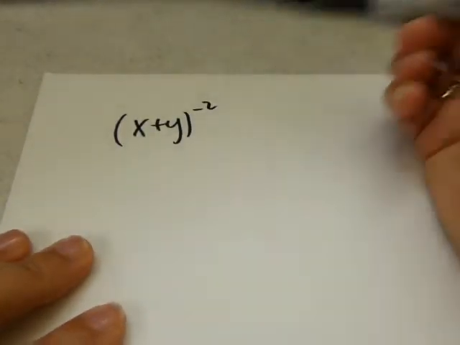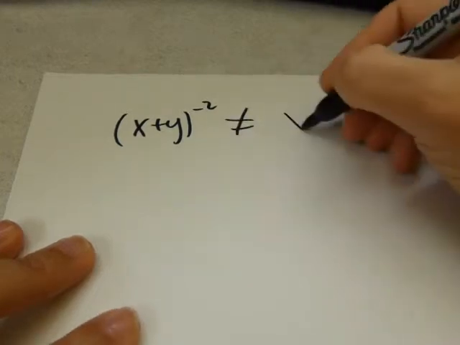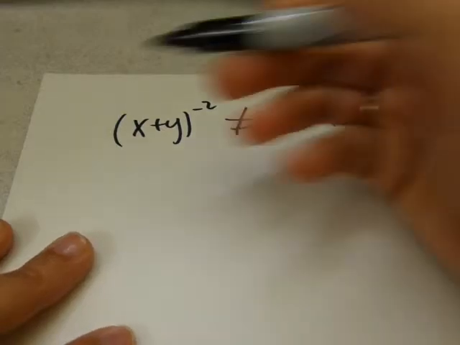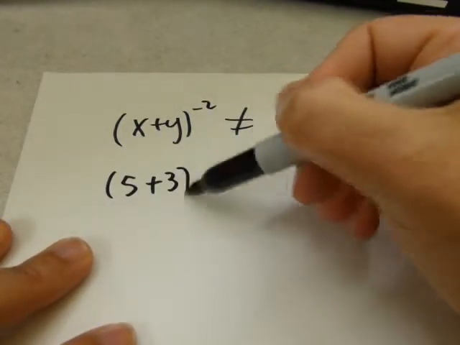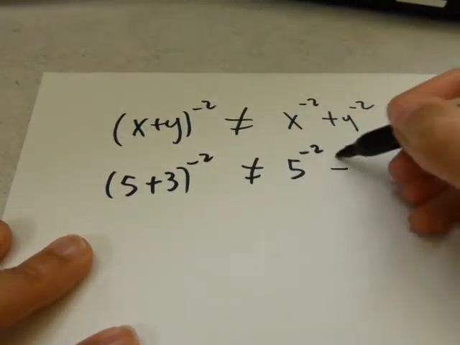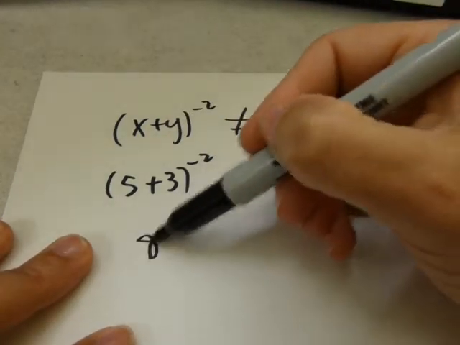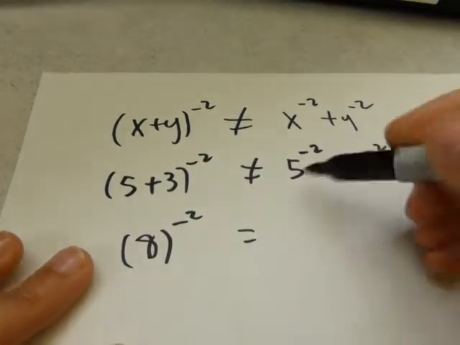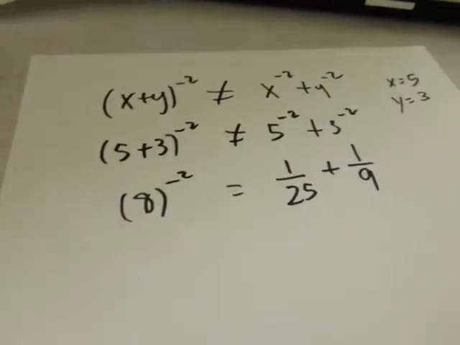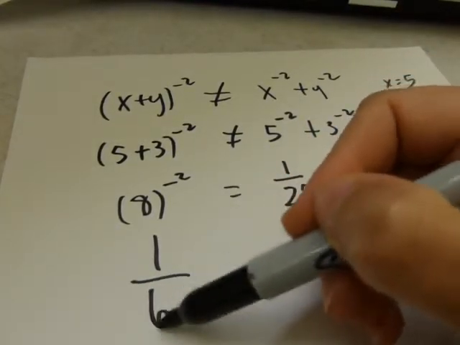Let's just take that and fill in some numbers, and I'll just show you that it's not correct the other way. So again, (x plus y) to the minus 2. It's definitely not going to be equal to this. So let's let x equal 5, and we'll let y equal 3. So I'll have (5 plus 3) to the minus 2, which is not going to be equal to 5 to the minus 2 plus 3 to the minus 2. So that's 8 to the minus 2. That's going to be 1 over 5 squared, so 1 over 25 plus 1 over 3 squared, 1/9. So that's 1 over 8 squared, which is 64.